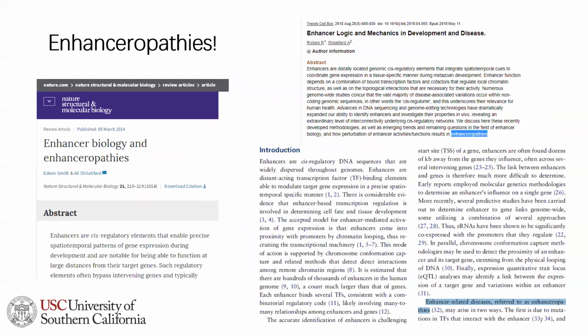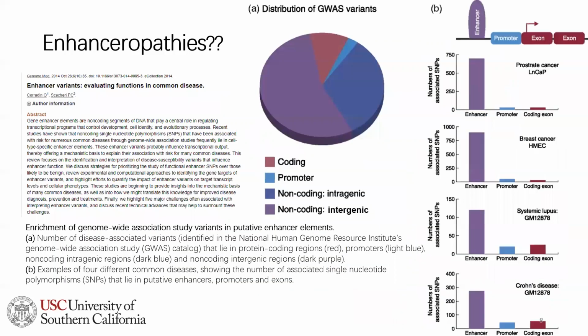Indeed, there's actually a class of disease called enhanceropathies, which occur when something goes wrong with enhancers. But enhancer misregulation is not just a characteristic of enhanceropathies. In fact, enhancers are associated with many more common and widely known diseases. You can see here from this pie chart of disease-associated variants from the National Human Genome Research Institute GWAS catalog that most disease-associated variants in the catalog lie within either intragenic or intergenic non-coding regions, which is where enhancers live, and that on the right, some common diseases are shown which clearly have a majority of significant SNPs lying in putative enhancer regions. So we know that there are a majority of significantly disease-associated GWAS variants that are in non-coding regions, and many of these are in enhancers.